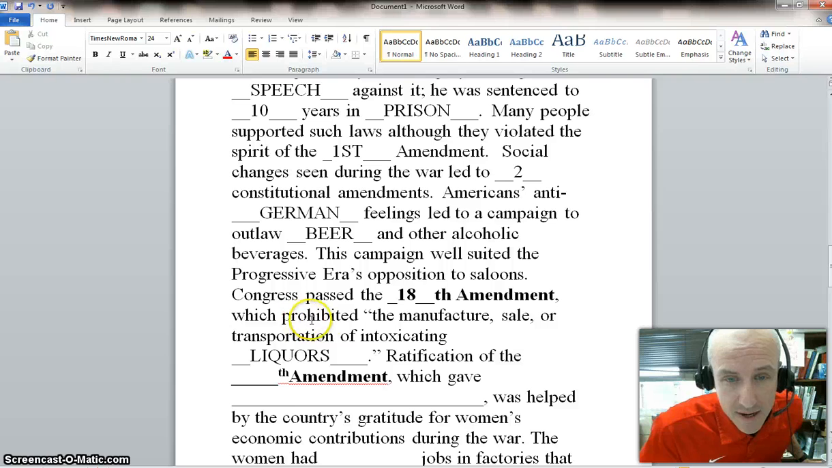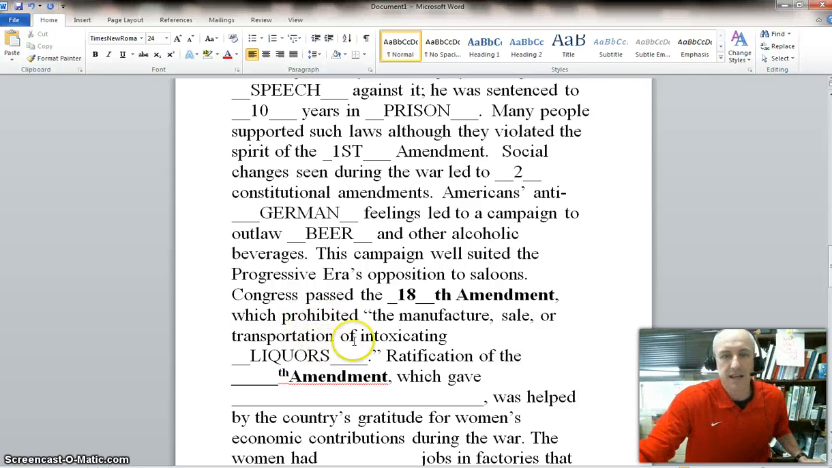It prohibited the buying and selling and manufacturing of alcohol here in America. Let's see where I'm at right here. I think I'm going to have to pause right here. Pause for a second. All right, answer the question.